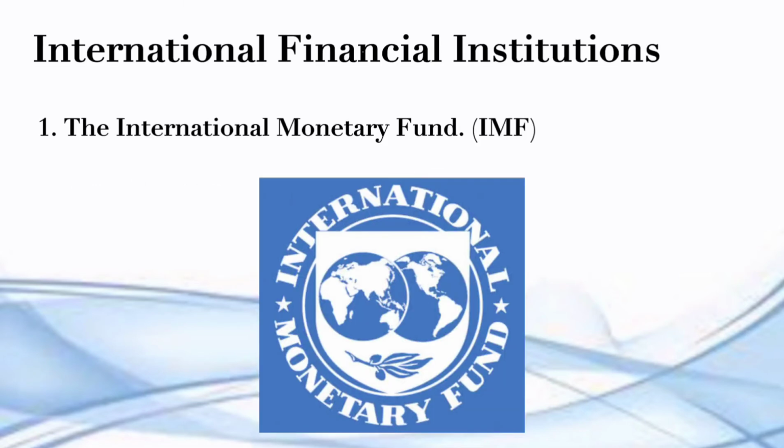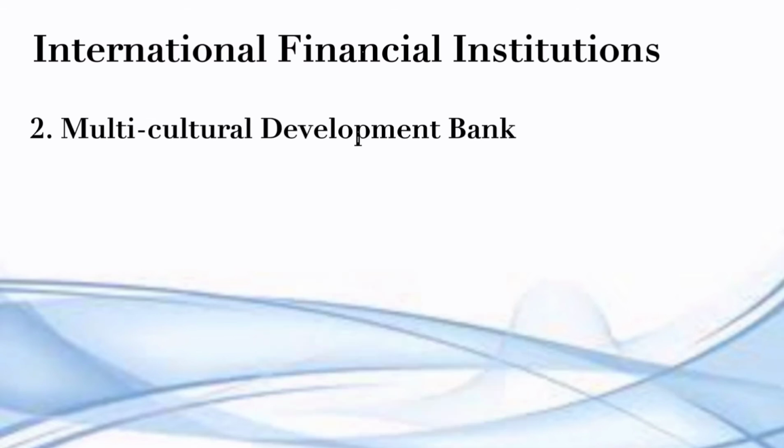Number 1. The International Monetary Fund or IMF. This is an international organization headquartered in Washington, D.C. It fosters global monetary cooperation. When we say monetary, we talk about money, okay? It secures financial stability, facilitates international trade, promotes high employment and sustainable economic growth, and of course, helps reduce poverty around the world. The second one is the Multilateral Development Bank, which includes the following.